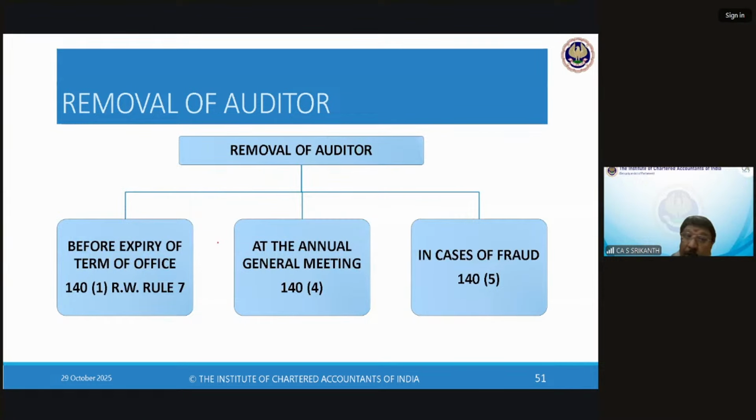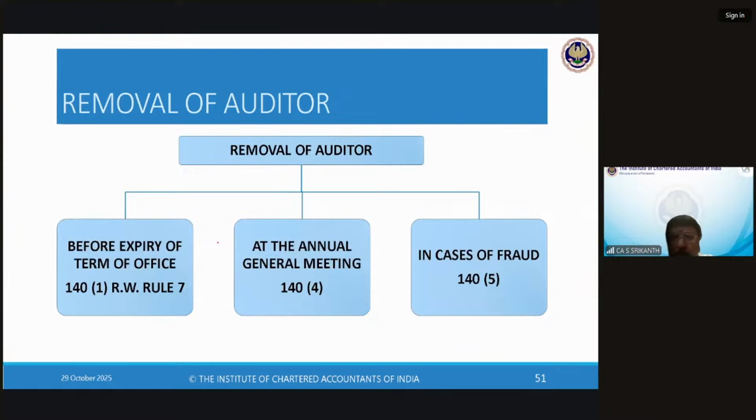Removal is very serious. The company wants to remove the auditor before expiry of term of office. If you permit such an act to be done, then every board of directors will threaten the auditor. Am I correct? We will remove you like that. So there is a stiff rule, a stiff procedure before expiry of term of office. Once appointed for 5 years, if you want to remove him, there's a heavy procedure.